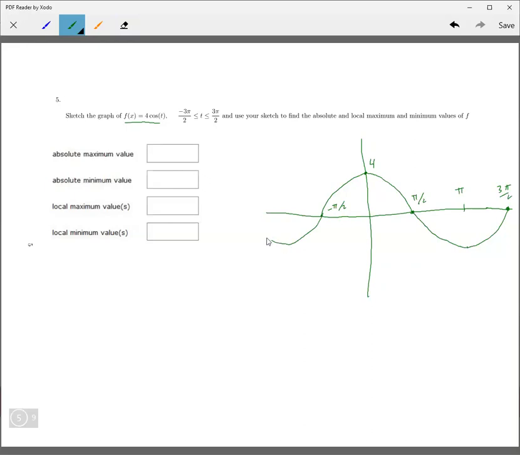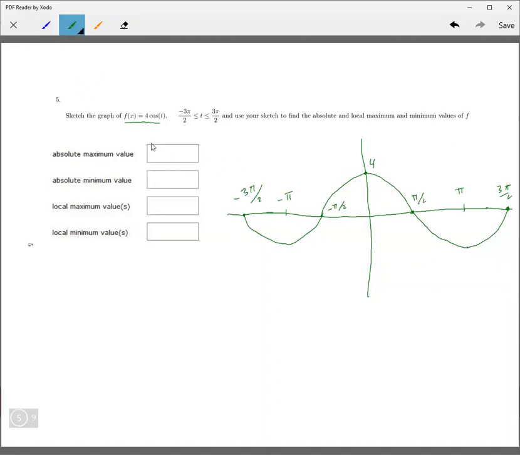And again, over here, I'll do the same thing. So that's negative pi, and that's negative 3 pi over 2. Okay, so from there to there. Okay, so that's what the graph's going to look like. Okay, use your sketch to find the absolute and local maximum and minimum values of f.